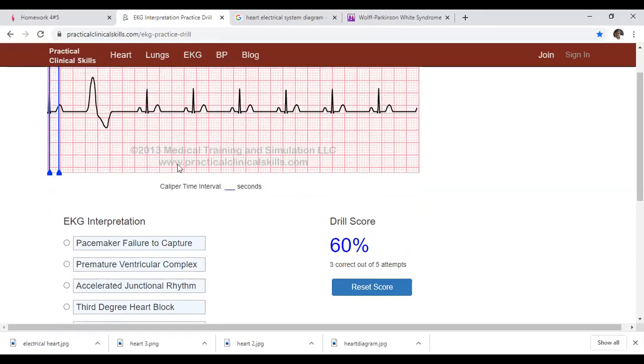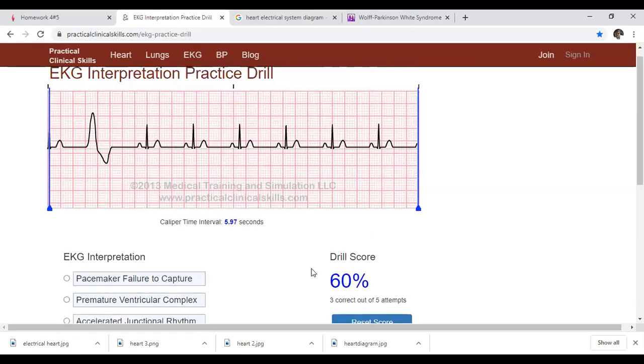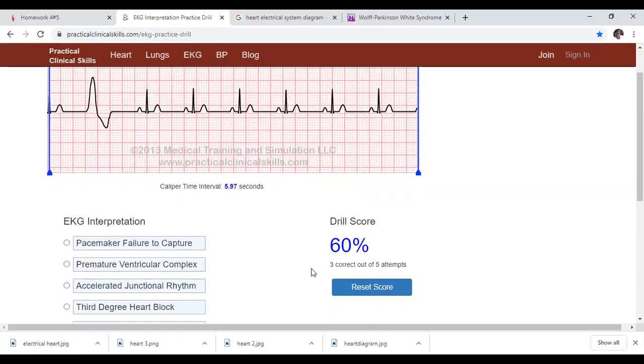All right, look at this one. What do you think this one is? By looking at it, it looks like simply a what? Somebody said a first degree heart block. Some people are saying that it looks like a PVC, right? Got a QRS out of nowhere, right? Because that's a T wave there, then a QRS out of nowhere.